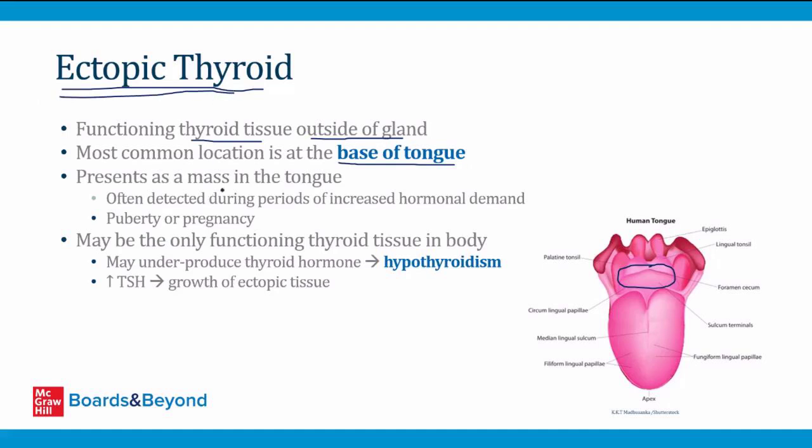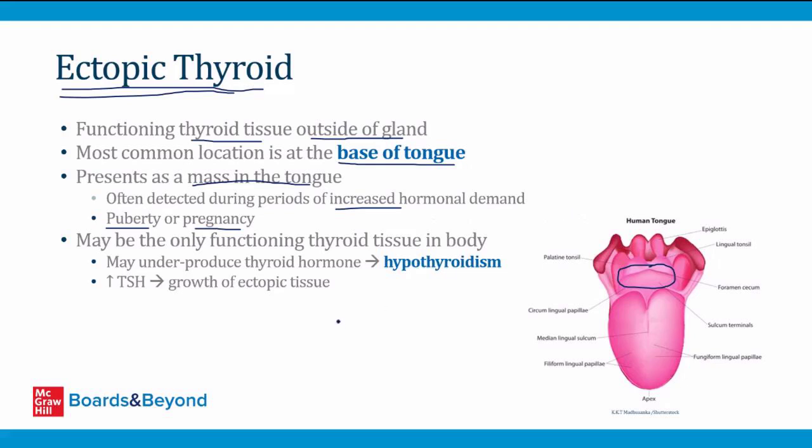This can present as a mass in the tongue, so a person will present to their doctor complaining of a mass in the tongue. Often this occurs during periods of increased demand for thyroid hormone. So for example, children going through puberty or women who are pregnant need more thyroid hormone, and so the glandular tissue will get stimulated, and that can make the mass larger, and that's when patients can come to their doctor and say, I have a mass at the base of my tongue.